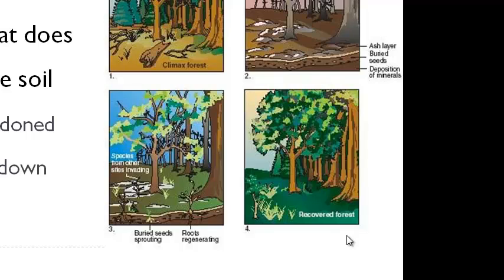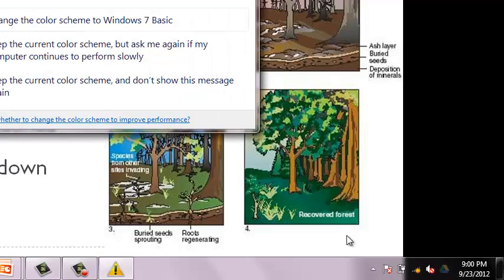The next type of succession is secondary succession. It occurs from a disturbance that does not remove the soil. So that could be abandoned farmland. It could be a wildfire that comes in and burns down the woods.